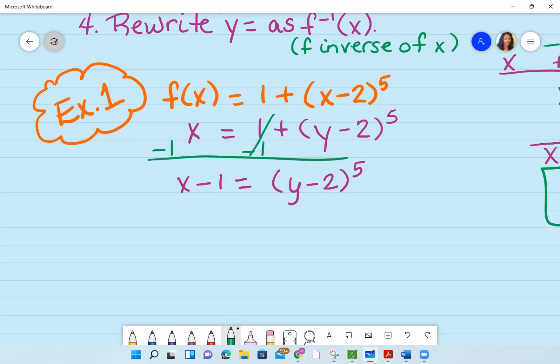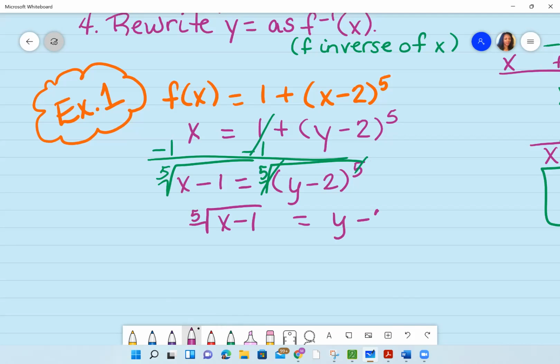So in order to get rid of this power, I need to do the inverse. The inverse is the 5th root. And the whole purpose was to get rid of that. And what I do to one side, I have to do to the other. What I'm left with now is the 5th root of the quantity of x minus 1 is equal to y minus 2. Well, I'm trying to get y by itself.